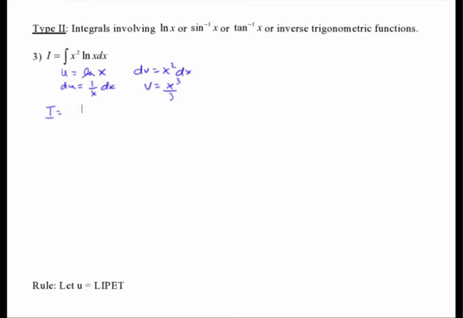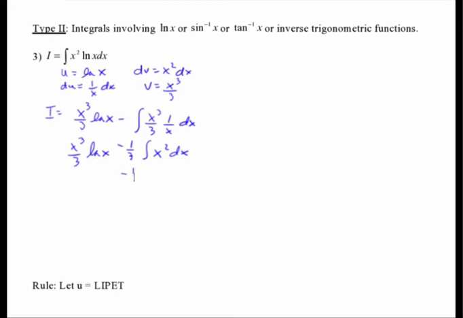We have I equals the integral of u dv, so we have x cubed over 3 ln of x minus the integral of v, x cubed over 3, times 1 over x dx. And look what nice stuff happens there, because we can simplify this. Let's pull out that 1/3, and we get the integral of x squared dx. And we'll just copy down the other stuff.